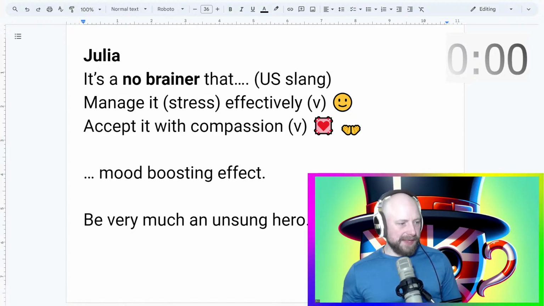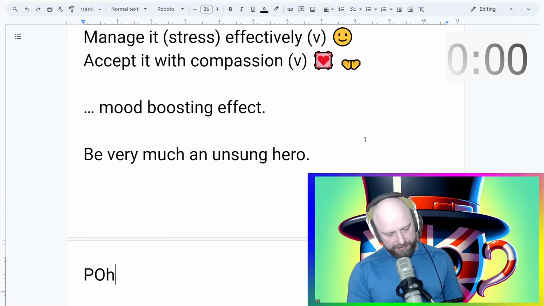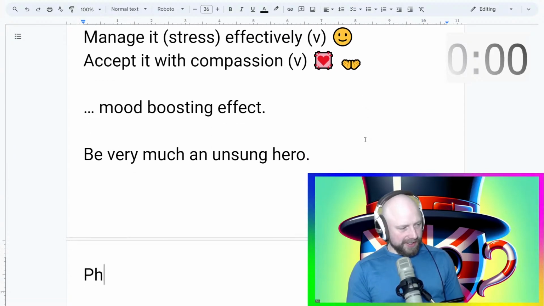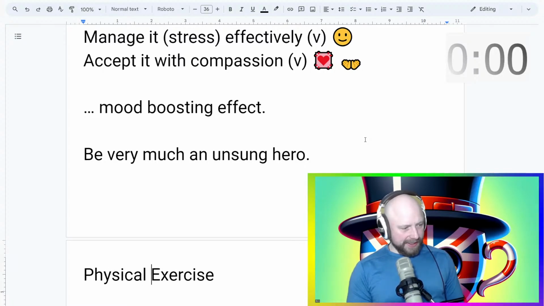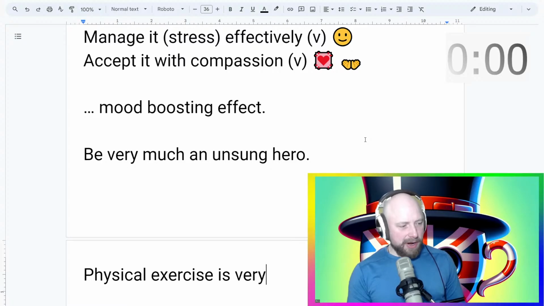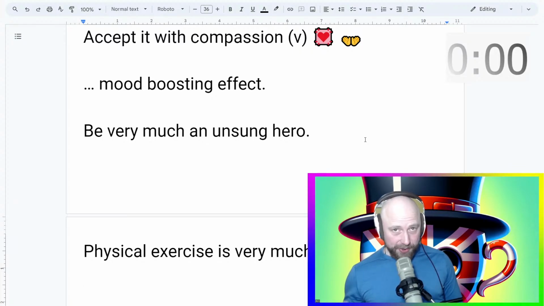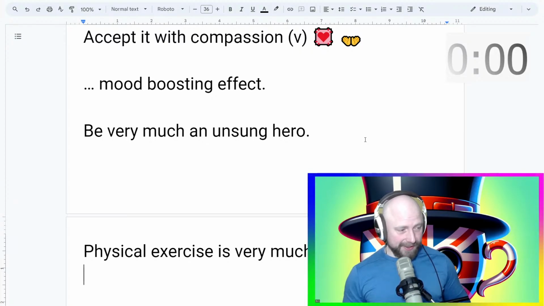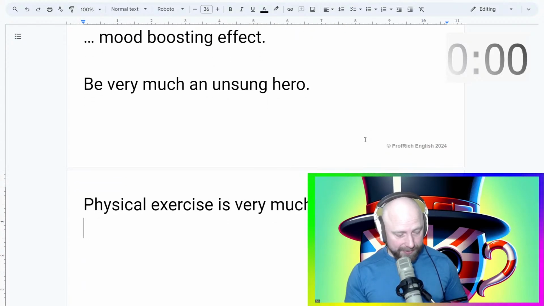Physical exercise is very much an unsung hero. Just exercise. Okay, let's say physical exercise is very much an unsung hero. Leave it at that. Don't continue. You just said something very complicated. So we say one sentence: physical exercise is very much an unsung hero. And then we can give details.